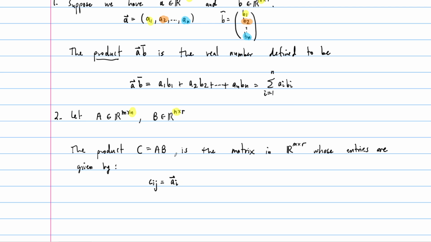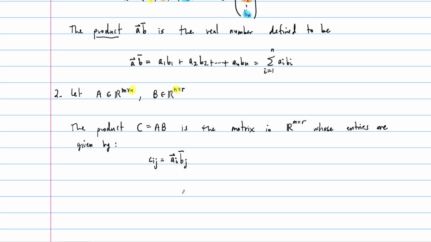So the ith row of A times the jth column of B. So A times B, all right? And so this entry then could be written in this form, right? So this could be written in sigma notation if we are careful there.